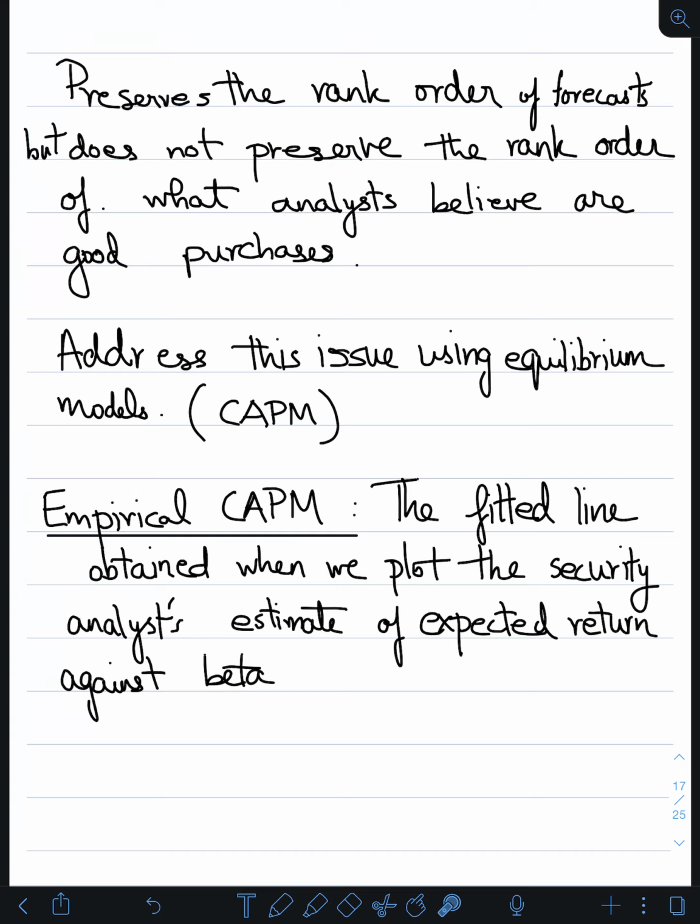We could use an equilibrium model such as the CAPM to guide us. So what is the empirical CAPM? We're going to plot the security analyst's estimate of expected returns against beta. We're going to get something that looks like how we estimated CAPM, except that now we're plotting the analyst's estimate of the return against beta, and then we get a line. That line, that whole model, is called the empirical CAPM. The fitted line is going to be the expected return based on the empirical CAPM.